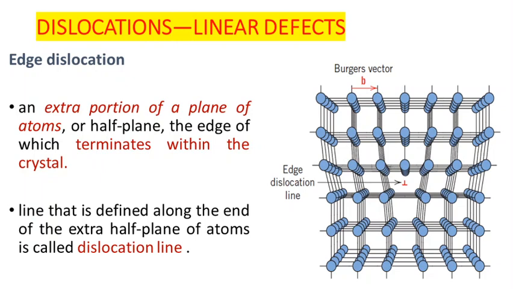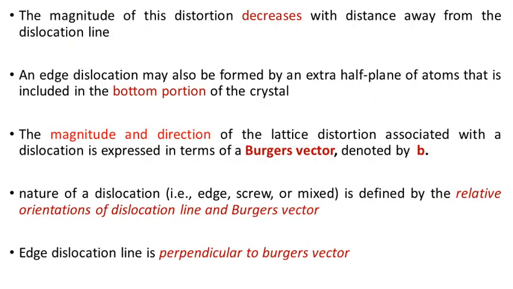In the case of edge dislocation, the Burgers vector is positioned perpendicular to the dislocation line. So we can see how it comes out as perpendicular for the case of edge dislocation, but this point is very important: for edge dislocation, the Burgers vector is perpendicular to the actual edge dislocation line.